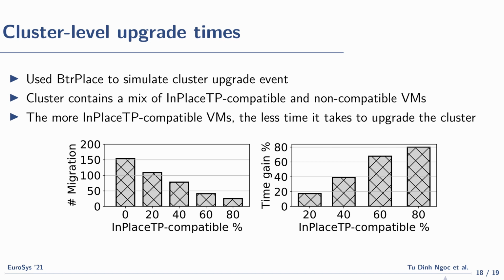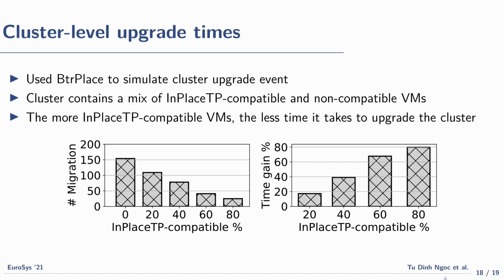We use a tool called BtrPlace to simulate the upgrade of a cluster which contains a number of VMs. In the cluster, you can denote some VMs as being compatible with in-place TP and some others as not compatible. We set up the upgrade process so that you can migrate the VM from one kind of hypervisor to another. It can be from Xen to KVM or Xen 1 to Xen 2, for example.